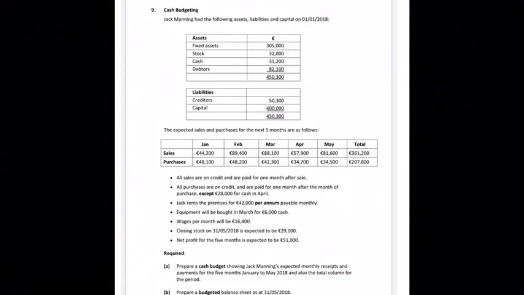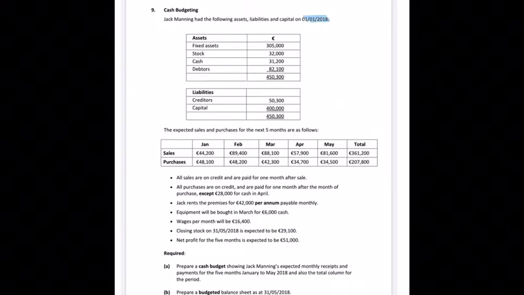This is 2018 question 9. It's a budgeting question and it is a cash budget. So Jack Manning has the following assets and liabilities at the 1st of the 1st 2018. So this is how the land lies at the start of the year, the 1st of January 2018.